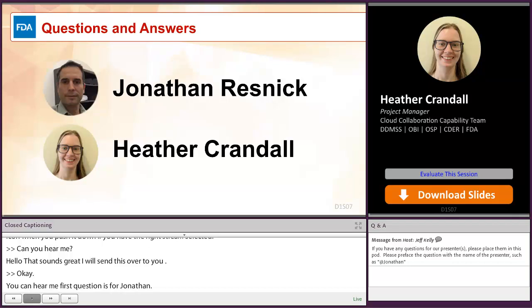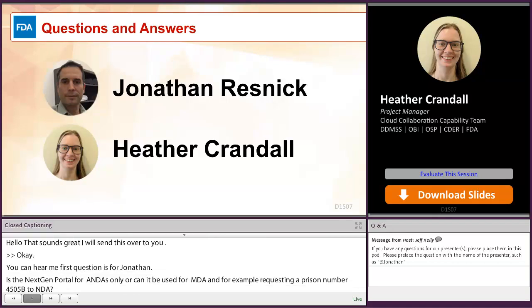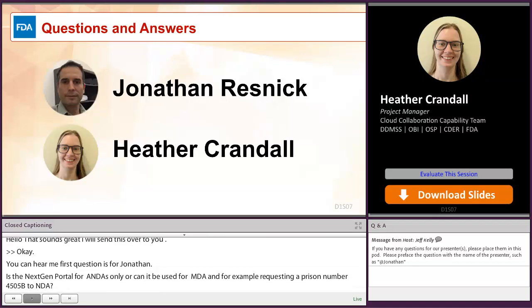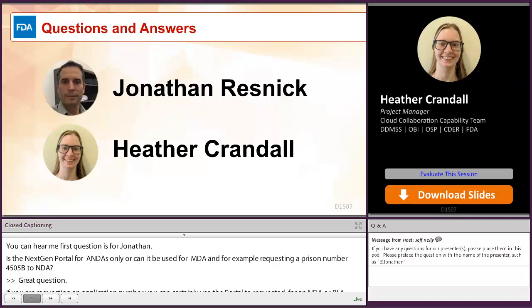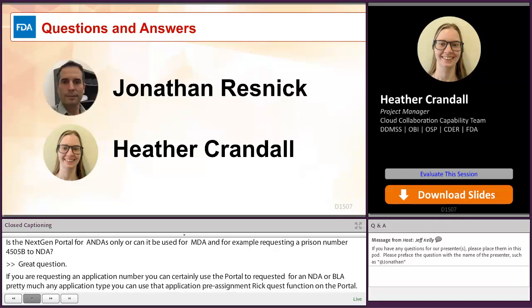Great question. If you are requesting an application number, you can certainly use the portal to request it for an NDA or a BLA, pretty much any application type. You can use that application pre-assignment request function on the portal. Remember though, if you're submitting your NDA application, that needs to be an eCTD and go through the gateway. But in terms of requesting an application number, sure, you can use that CDER NextGen portal to do it.